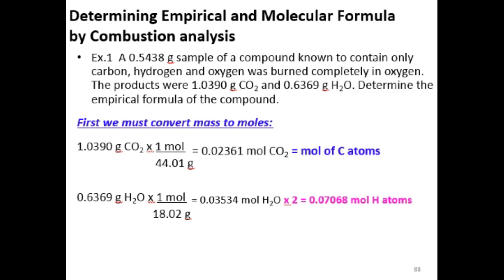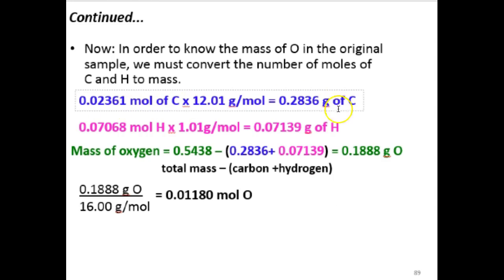Next, we have to convert those moles into grams. So we figure out that we have 0.2836 grams of carbon by just doing your mole to gram conversion. And we're looking at moles of hydrogen, and we convert that to grams, so we figure out how many grams of hydrogen we have. So to figure out the oxygen, what we're going to do is take our original compound mass, and we're going to subtract the amount of carbon and hydrogen in the compound, so we get 0.188 grams of oxygen. Once we know the grams of oxygen, we can go to moles of oxygen. So we have 16 grams per mole in oxygen, so here's our value of oxygen.